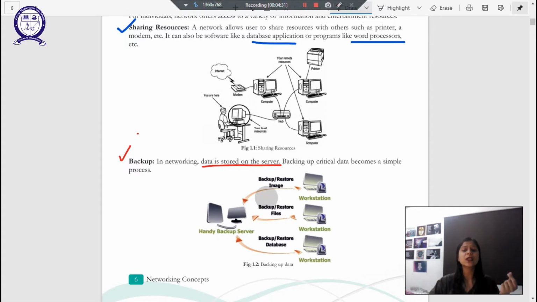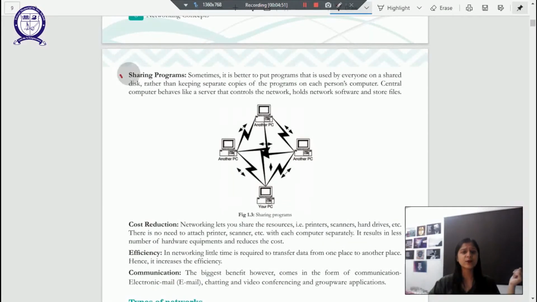And what the server does is back up the data every day, or at whatever time is specified, and that becomes a simple process because there is only one place where backup has to be done and information remains unified like that. Then sharing programs.